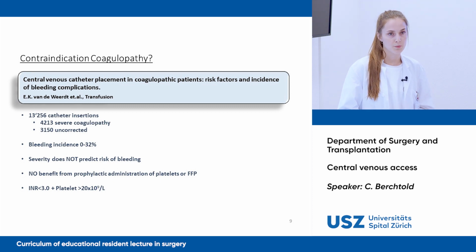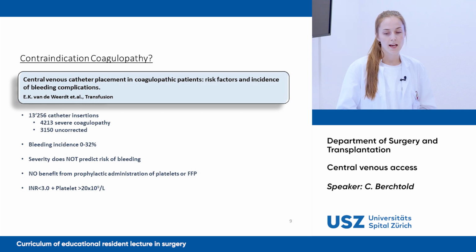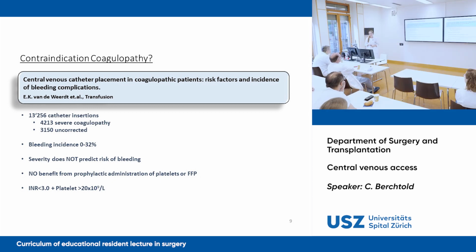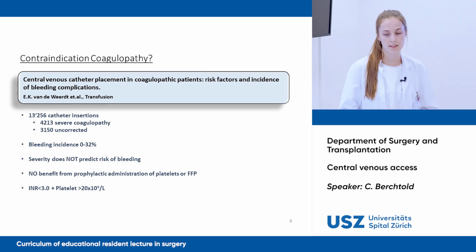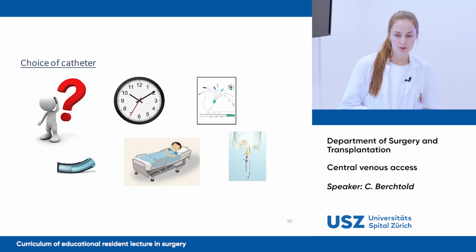There was no benefit from prophylactic administration of platelets or fresh frozen plasma. And then retrospective observational studies said that an INR below 3 and platelets above 20,000 was safe to administer a central venous access. At our department, we would say the same. We would give a central venous access, but tell the patient that we would not use the Saldinger technique and only go for venotomy.